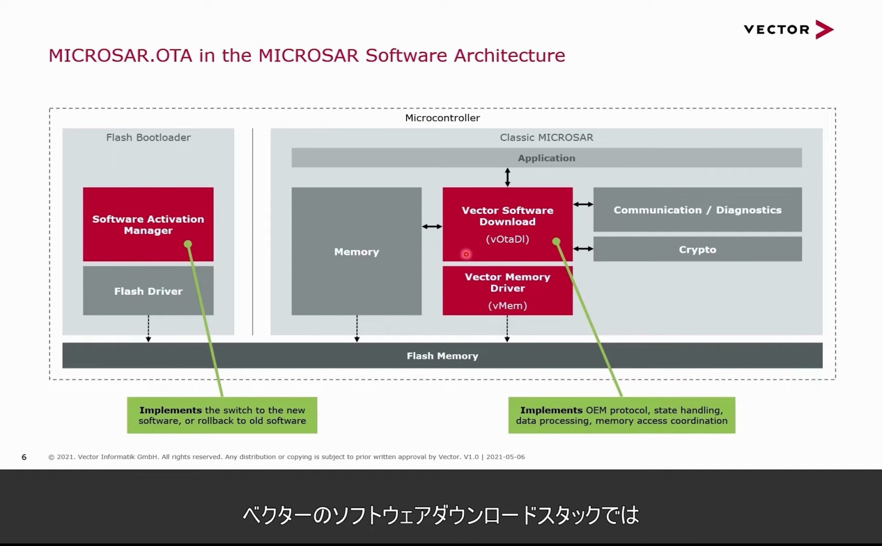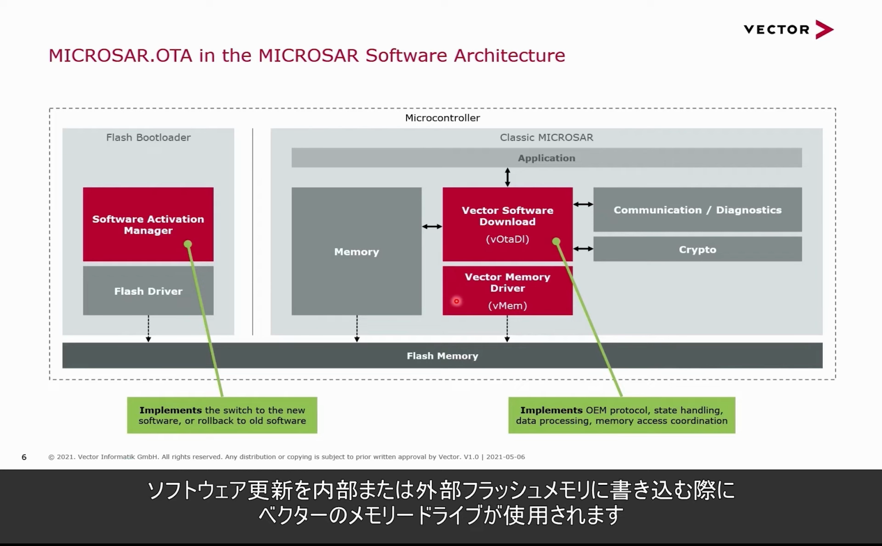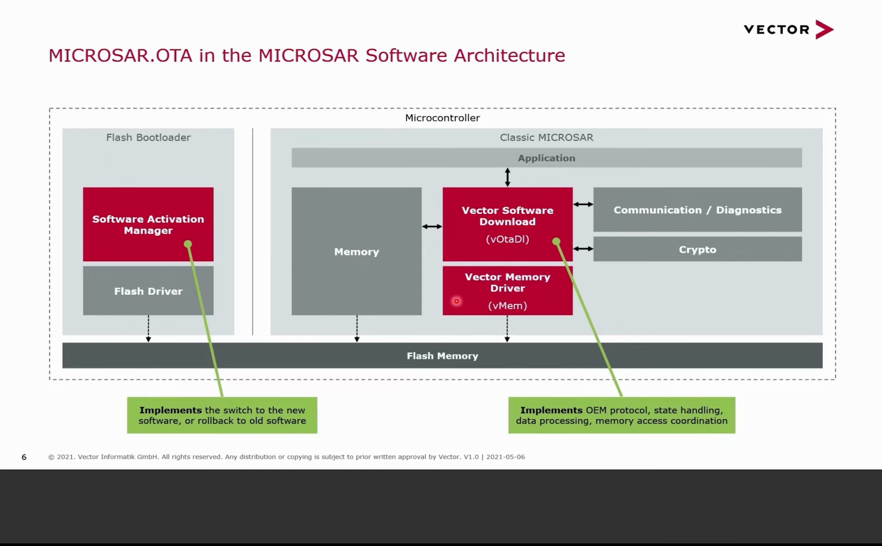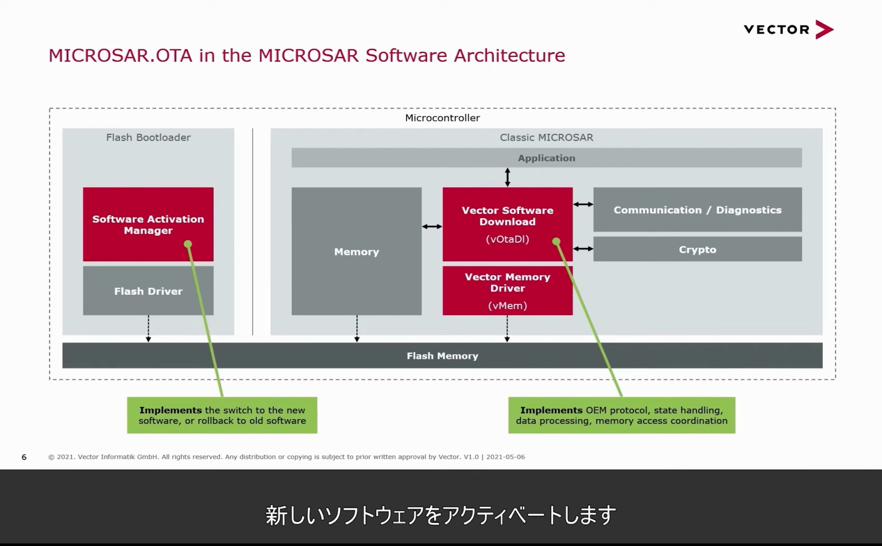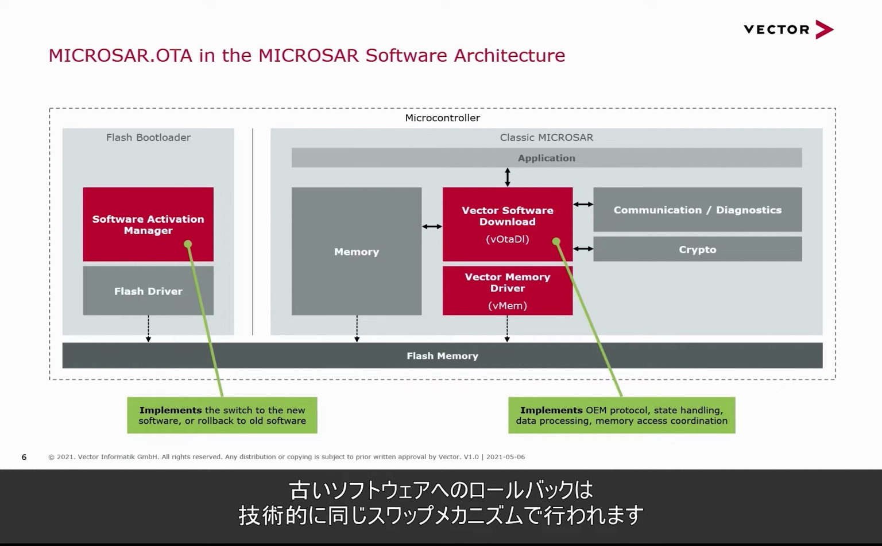The Vector software download stack uses Vector memory drivers to write the software update to internal or external flash memory. In the Vector flash bootloader, the software activation manager is responsible for switching the partitions and therefore activating the new software. The rollback to the old software is technically the same swap mechanism.